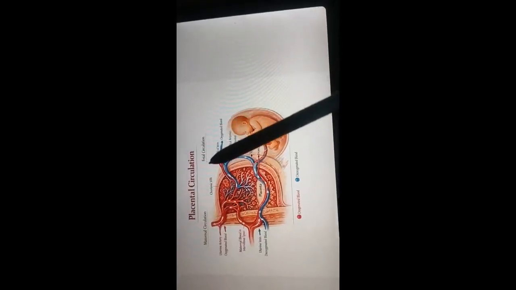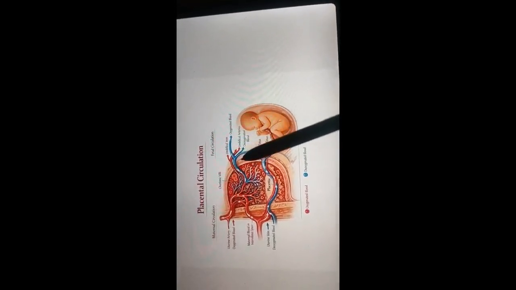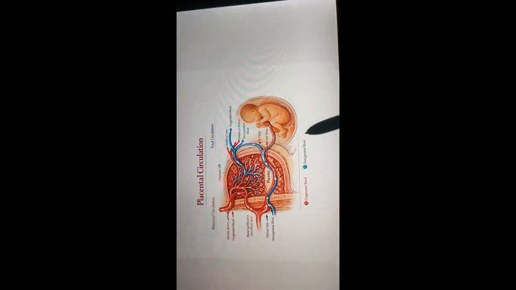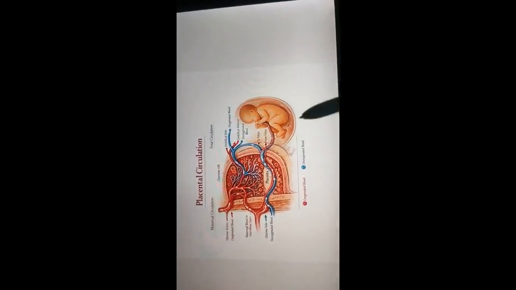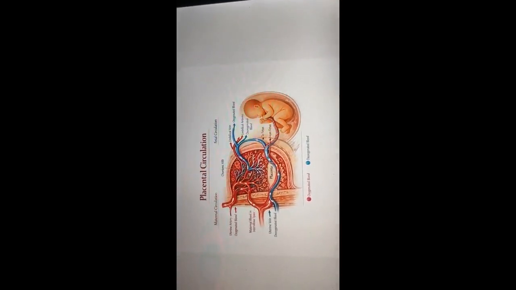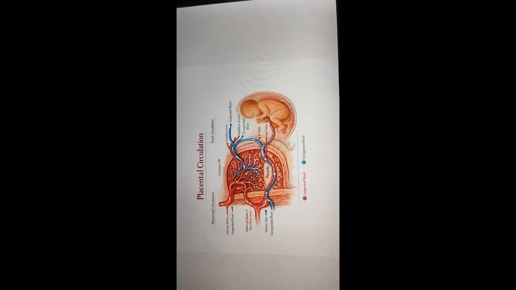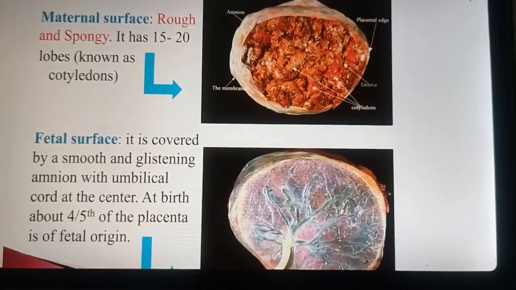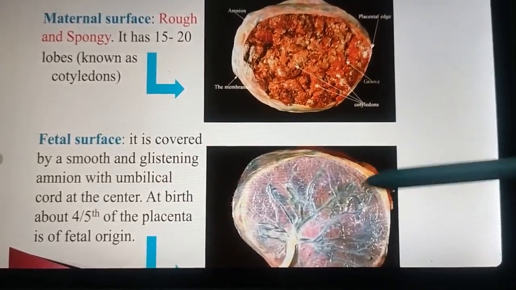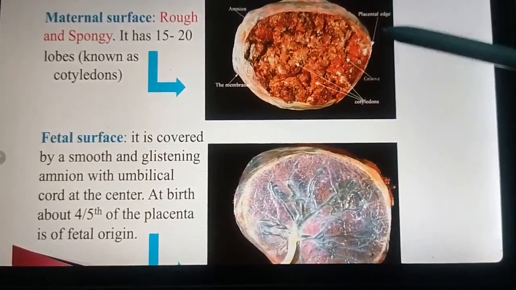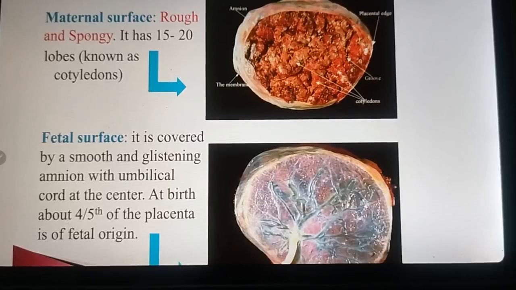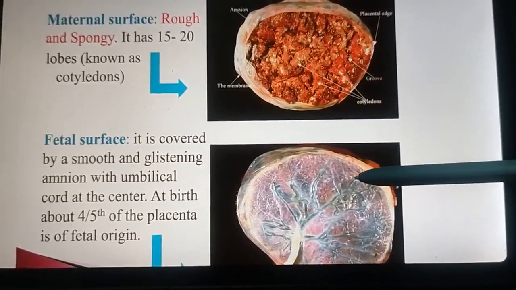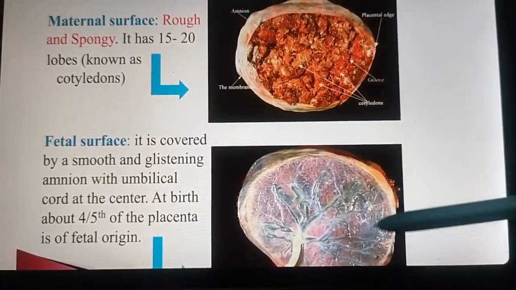The most important thing to note here is that the umbilical vein carries oxygenated blood and the umbilical artery carries deoxygenated blood. Usually the vein carries deoxygenated blood and the artery carries oxygenated blood, but here it is reversed, so keep this in mind. This is a picture of the placenta which shows the maternal surface and has cotyledons, 15 to 20 being normal, and it is a rough surface, and here is the smooth, shiny, gray surface of the fetal side.